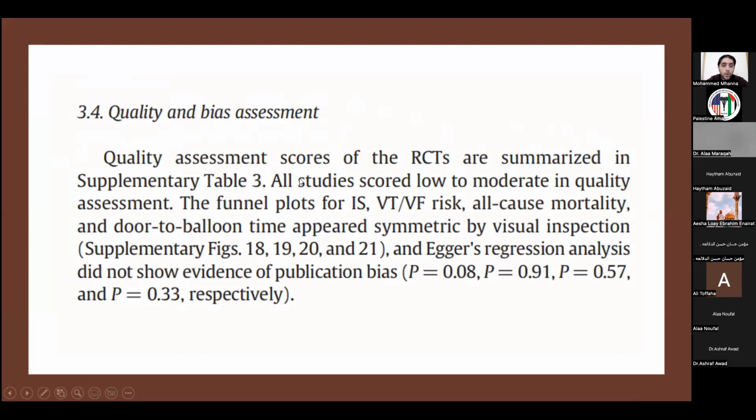You will say that the quality assessment of the RCTs is summarized as we showed you in the tables, and you have to put these tables as supplementary tables. You will say, for example, that most of the studies scored low to moderate in quality assessment. And again for publication bias, you will say the funnel plot for your outcomes shows some asymmetry by visual inspection, but the Egger's regression analysis did not show evidence of publication bias because the p-value was, for example, 0.08 for this outcome.